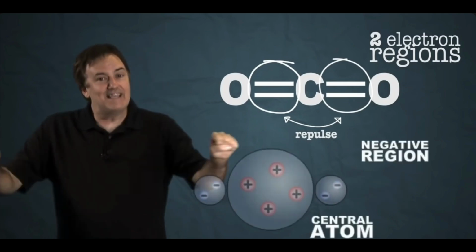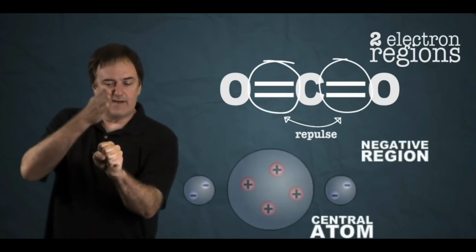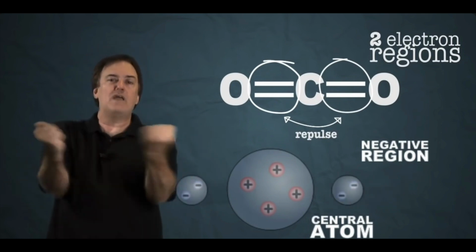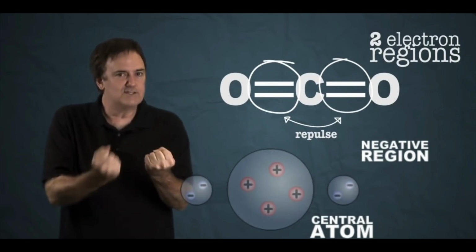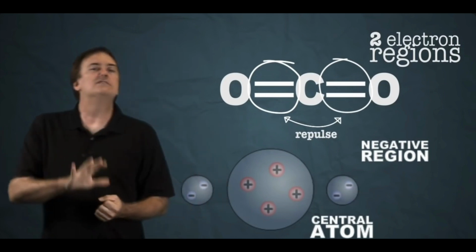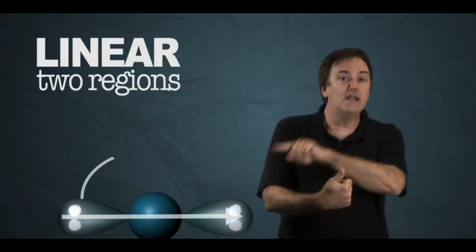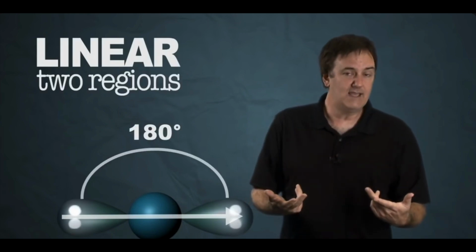They can't completely get away, though, because the nucleus of the central atom is holding them in. So what they do is they try to get away from each other, but they're still held by the central atom. This leads to distinct molecular shapes. And the easiest one is two regions. If you only have one atom on one side and one on the other, and they try to get away from each other, you get a fairly linear type molecule. And so that's the first one. Two regions gives you linear shape. The bond angle is 180.